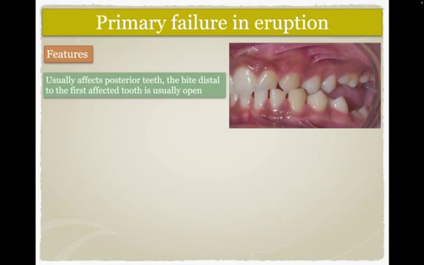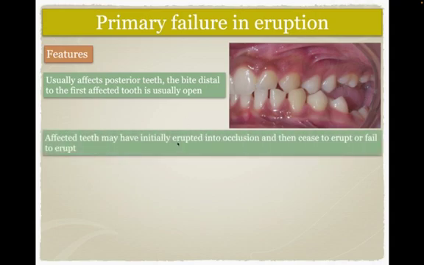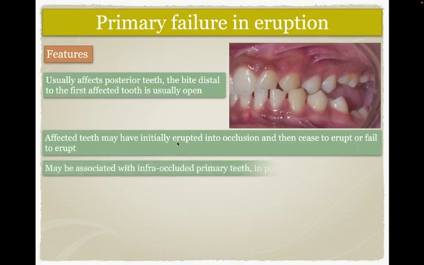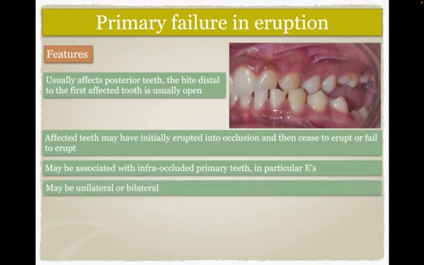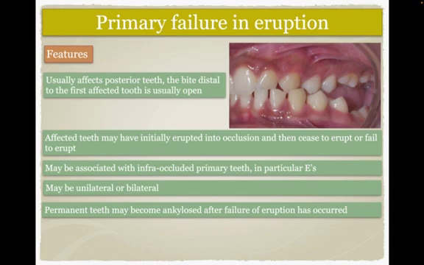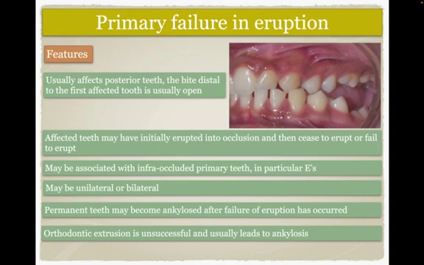Usually the features of failure of eruption: it affects posterior teeth, and the bite distal to this tooth will be open, so you're going to have a lateral open bite. The affected tooth might have initially erupted into the occlusion and then stopped or failed to erupt. It might be associated with infra-occlusal primary teeth, in particular E's. It could be unilateral or bilateral. Permanent teeth may become ankylosed after the failure of eruption. Basically they start moving and then they stop and they may become ankylosed. And even if the tooth is not ankylosed at the examination time, if you try to move this failure of eruption tooth, it will lead to ankylosis.